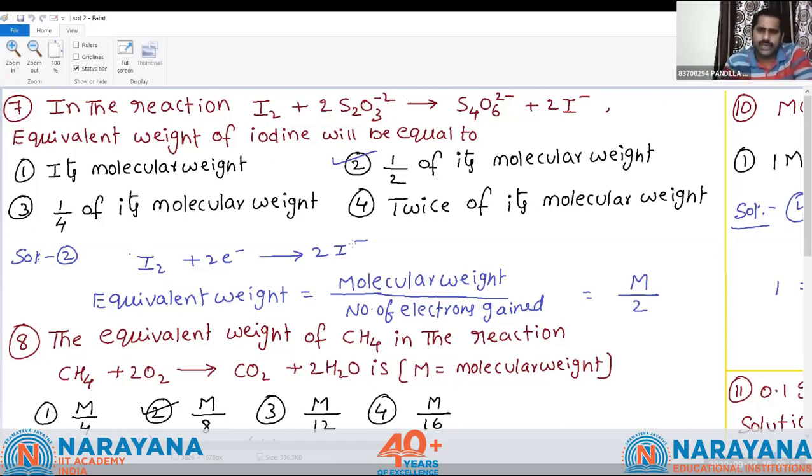Iodine gains 2 electrons to convert into 2I-. That's why equivalent weight is equal to molecular weight divided by number of electrons gained. So it is molecular weight M divided by 2, M by 2. So the second option is the answer.